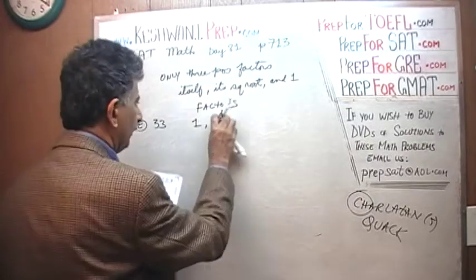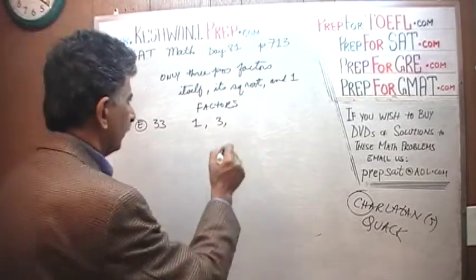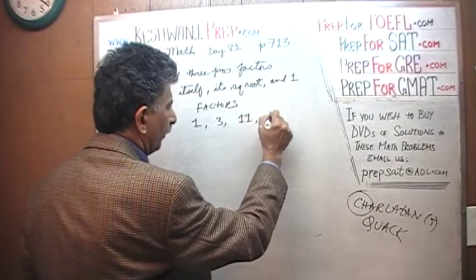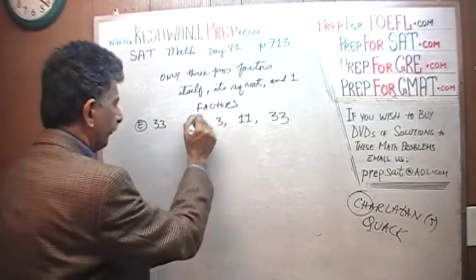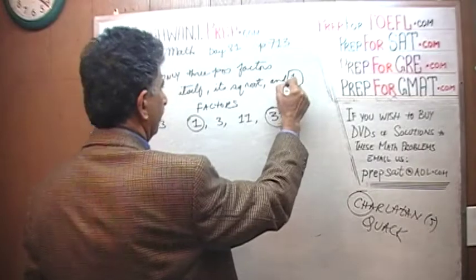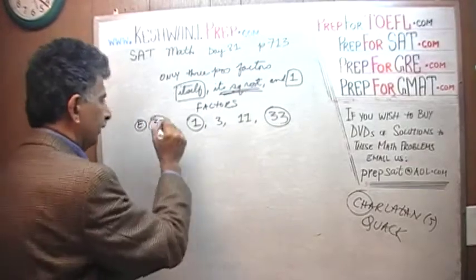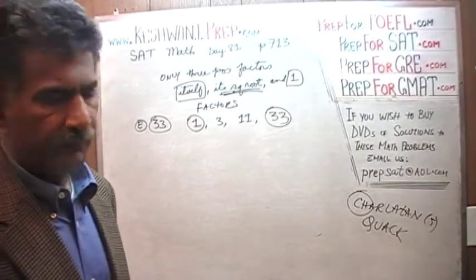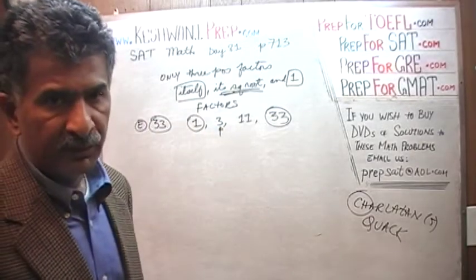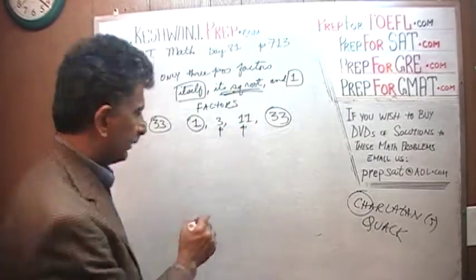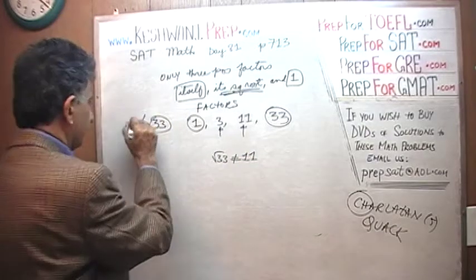Oh, I left out 3, didn't I? There you go. Right there, number 3 kills the deal because we're looking for a situation where a number has only 3 factors: 1, itself, and then its square root. But 33 is not a perfect square. In other words, 3 is not a square root of 33, and neither is 11. The square root of 33 does not equal 11. It does not equal 3, so that does not qualify.